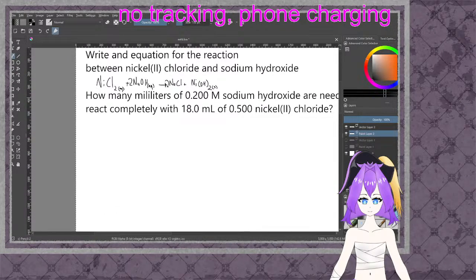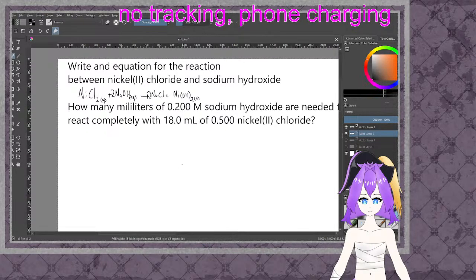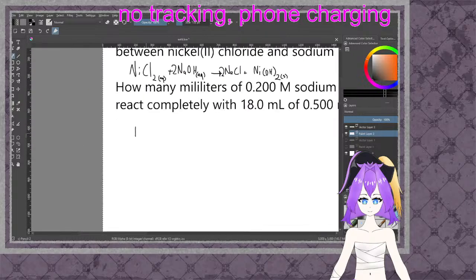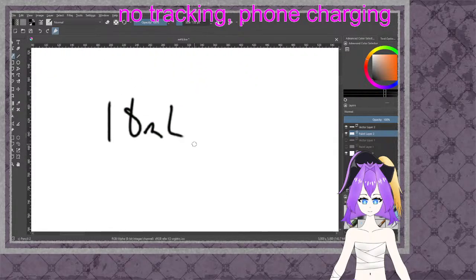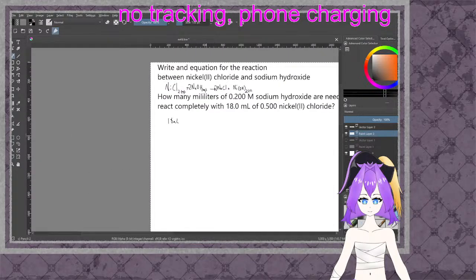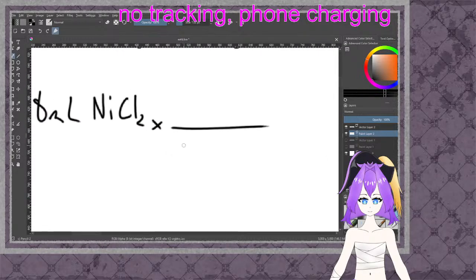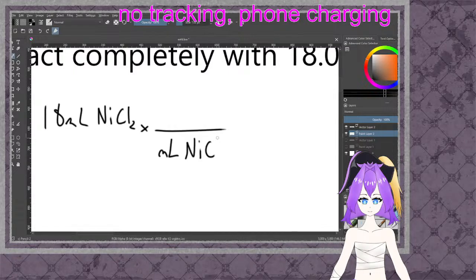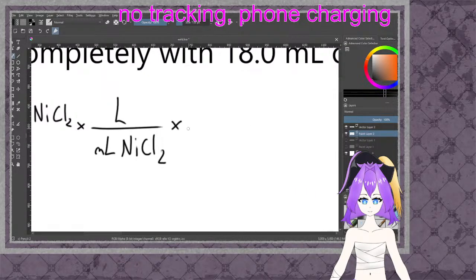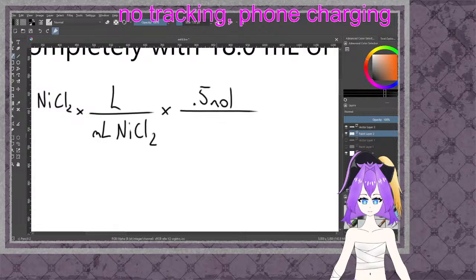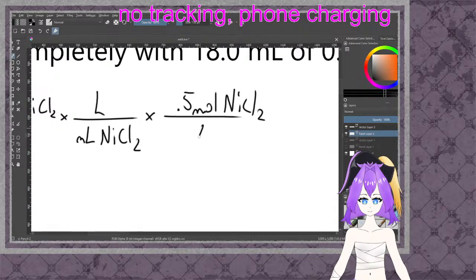Okay. And now, how many milliliters of 0.2 molar sodium hydroxide are needed to react completely with 18 milliliters of 0.5 nickel chloride? Okay. So we start with our milliliters. 18 milliliters of nickel chloride. Go to liters. And its molarity is 0.5. So there's 0.5 moles of nickel chloride over liters.